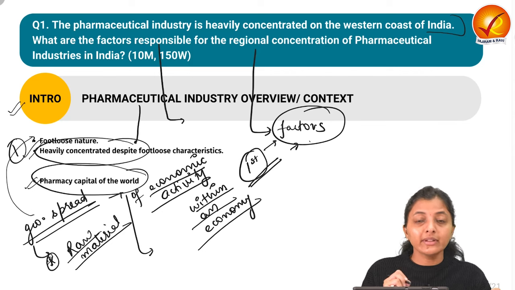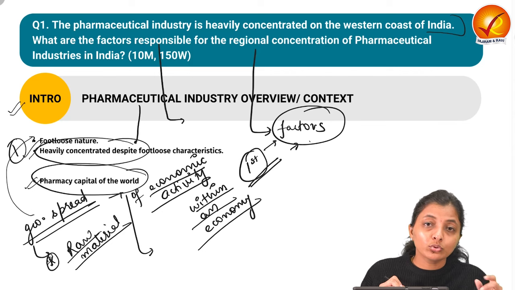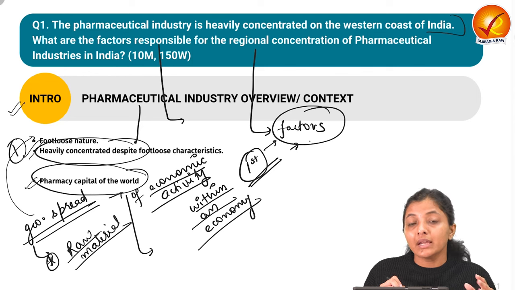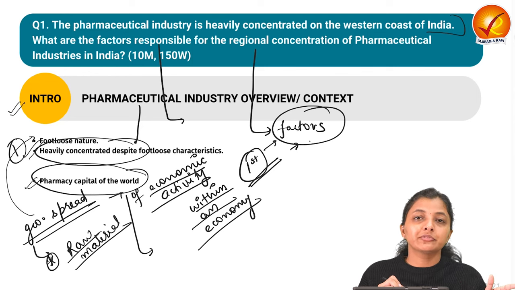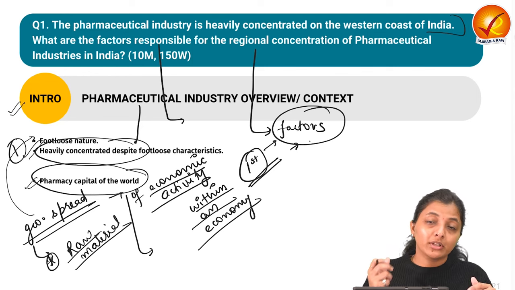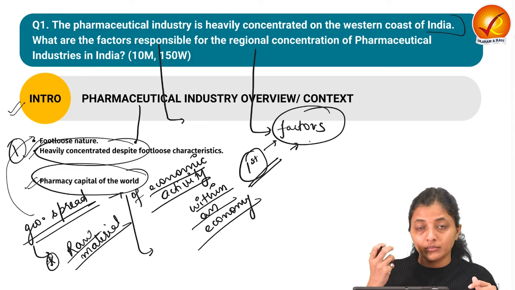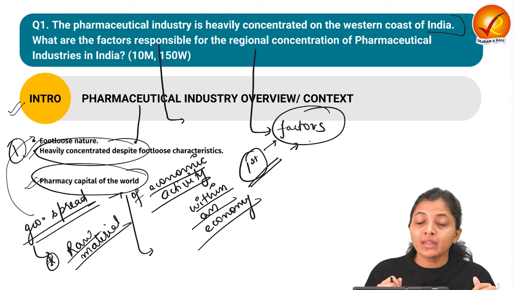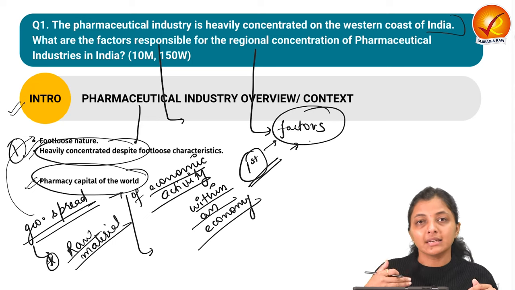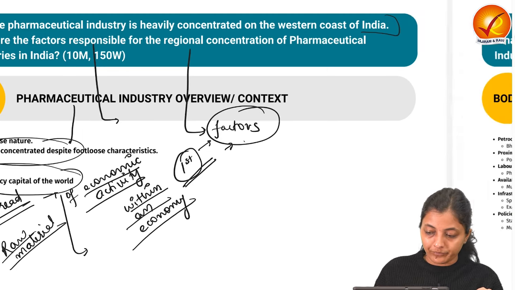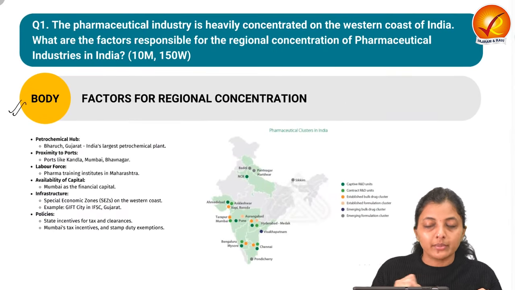So what we can write is that India is known as the pharmacy capital of the world. India produces 95% of its own bulk domestic drug requirements, and also India is a major exporter to the third world countries. And towards that, then start with the main demand of the question in the body. Okay, so let's move on to the body part.